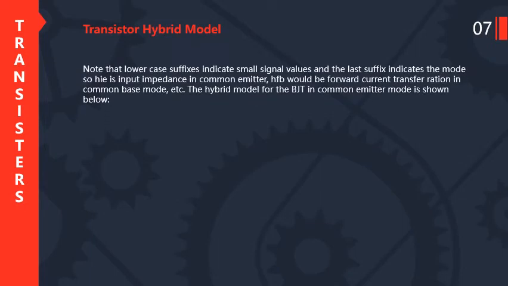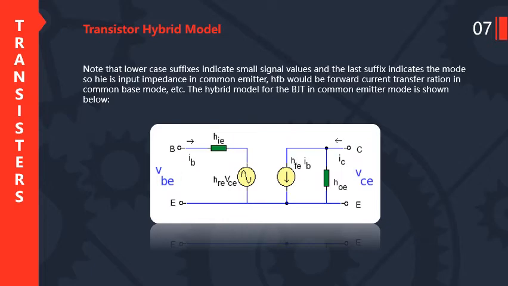Note that the lowercase suffix indicates small signal value and the last suffix indicates the mode. So HIE is the input impedance in common emitter. HFB would be forward current transfer ratio in common base mode, etc. The hybrid model for BJT in common emitter mode is as below. This is the hybrid model for BJT in common emitter mode.